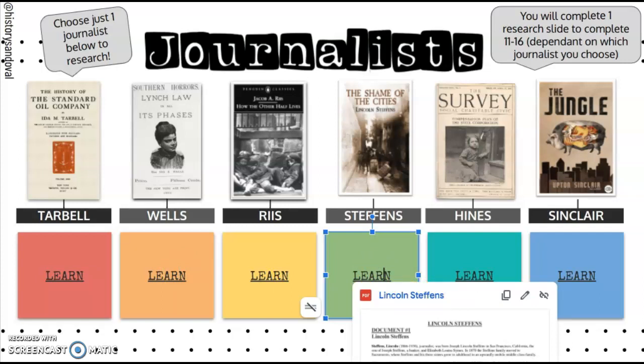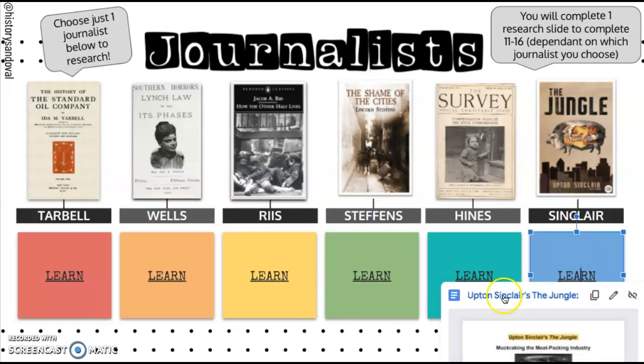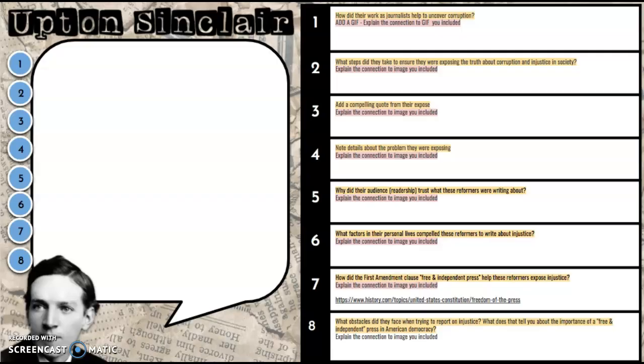Then you are going to choose, like let's say I'm going to choose to do Upton Sinclair, okay? So I'm going to click on learn, and I'll read all about Upton Sinclair and what he did. Then over here on the left-hand side in my slideshow, I'm going to go to slide 16 because that's the one that says Upton Sinclair, okay? And that's the one that I'm going to complete my research slide on. So you can start with finding different things to answer these questions and put them in here, and then you can drag these circles to show, like, this is artifact number 1 that I found, this is picture number 2.